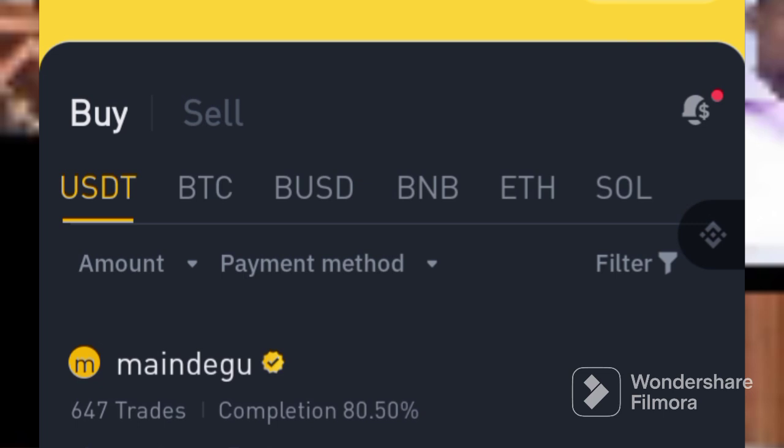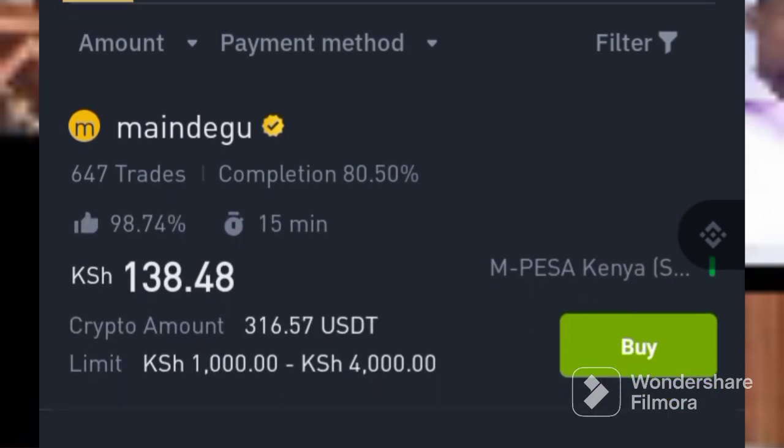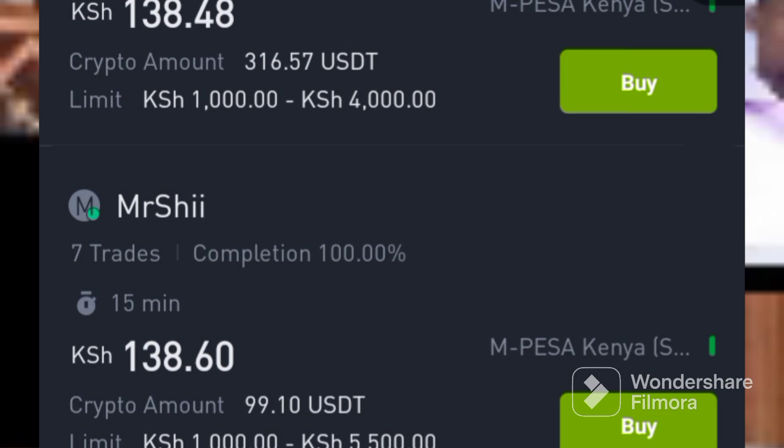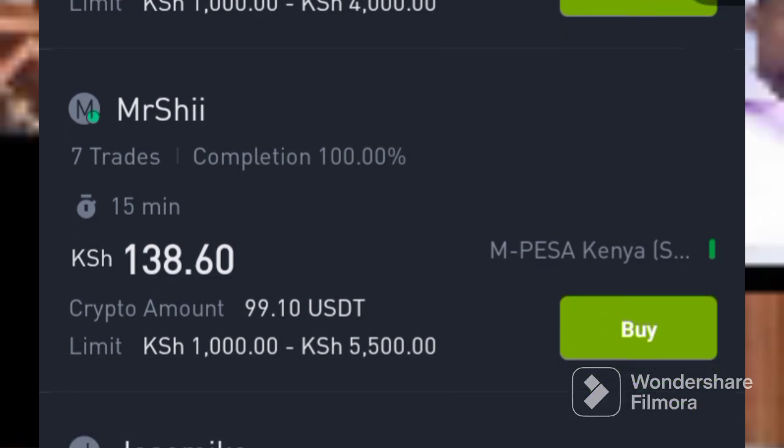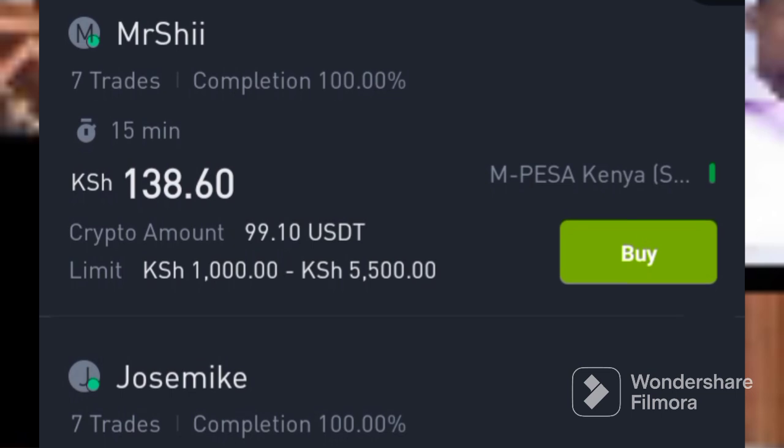And one thing you have to understand about this completion rate is that when you see a completion rate of 80 and above, that is a good trader. You can trust and you can make a trade with such a person because their performance is good on the platform.